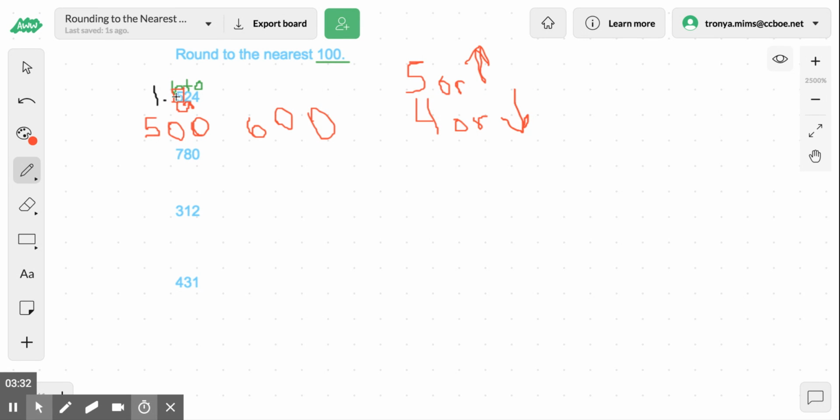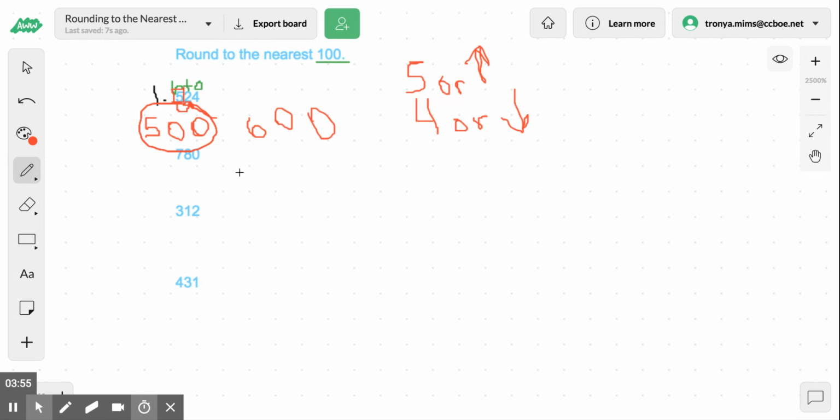So here, 524, we have a 2 next to it. So the 2 is telling me that we need to let the 5 rest. So 524 is closer to 500. And because we're rounding to the nearest 100, we should have 2 zeros at the end.